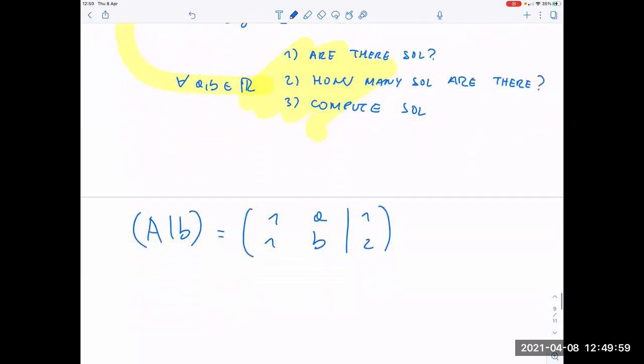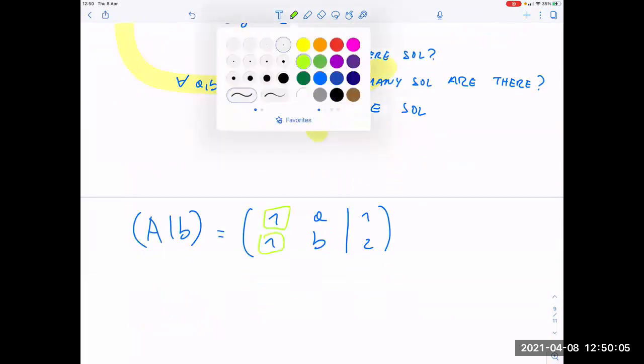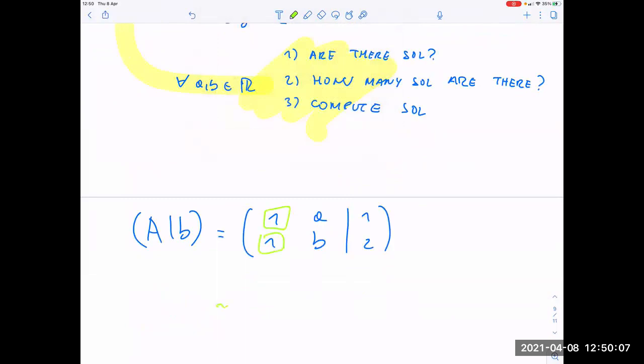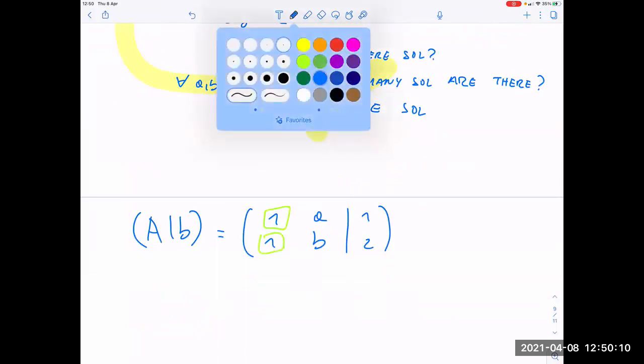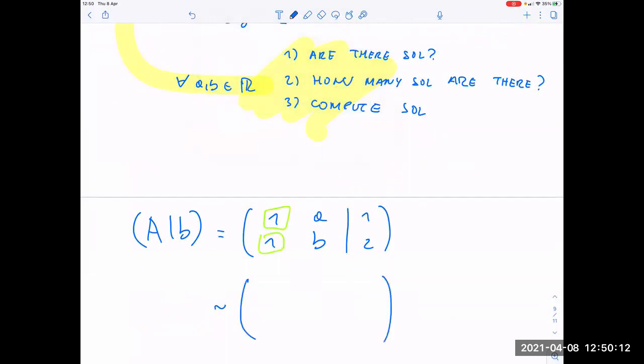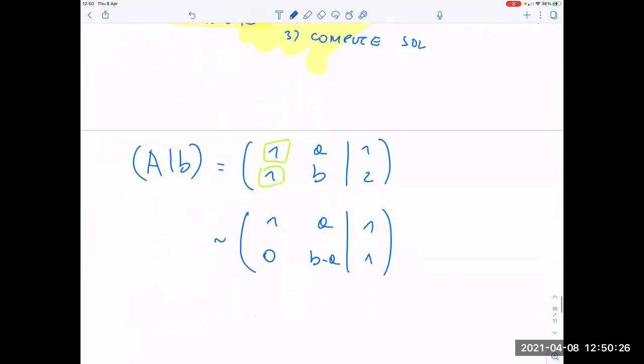Then I go look for the markers. That's the usual process, and I row reduce. So by row reducing, I get 1, A, 1, then 1 minus 1 is 0, B minus A, and 2 minus 1, which is 1. So what do we see?